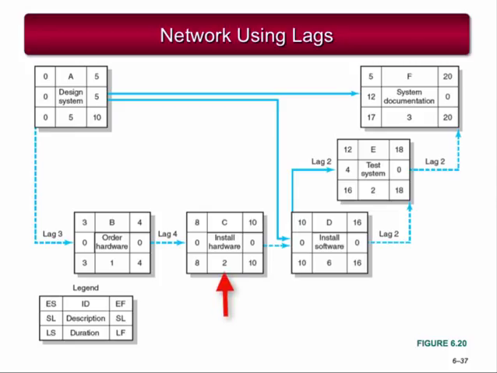After 2 days of installing the software system, activity D, the testing of the system can begin, activity E. System testing, activity E, can be completed 2 days after the software is installed, activity D. Preparing system documentation, activity F, can begin once the design is completed, activity A, but it cannot be completed until 2 days after testing the system, activity E. This final relationship is an example of a finish-to-finish lag.